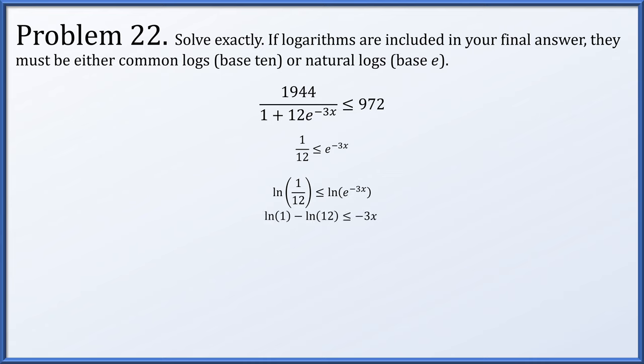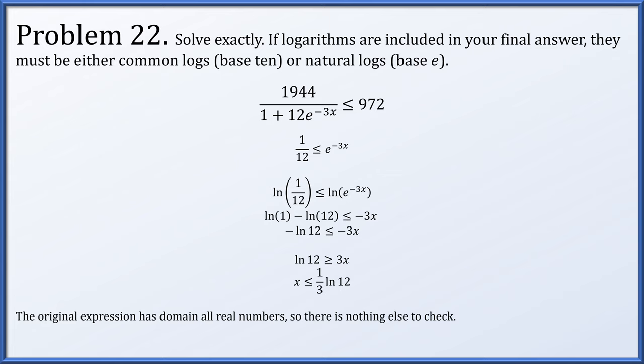On the left, that natural log of 1 over 12 I elect to split up as the log of 1 minus the log of 12. And on the right, we have the composition of exponentiation with base e and a logarithm of base e. Those are inverse functions, so the natural log of e to the minus 3x is simply minus 3x. The natural log of 1 is 0, so we just get negative log 12 less than or equal to negative 3x. By multiplying both sides by minus 1, I can simplify that expression, but I do have to reverse the inequality. Now we can divide by 3. X is less than or equal to 1/3 natural log of 12.